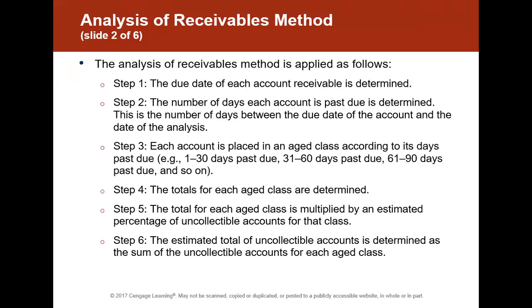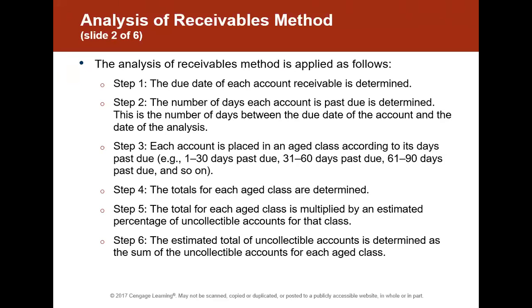So there's some steps we do. Well, we figure out the due date of each account to see how old it is. And then we calculate the number of days it's past due. Okay. And then step 3, we're going to look at each account as placed in the age class according to how past due it is. So if it's 1 to 30 days past due, it goes in one column, 31 to 60, another, 61 to 90, and so on and so forth. Then we total up the amounts in each day category, okay? And then they're going to give you the percentage that's uncollectible based on how old each account is.